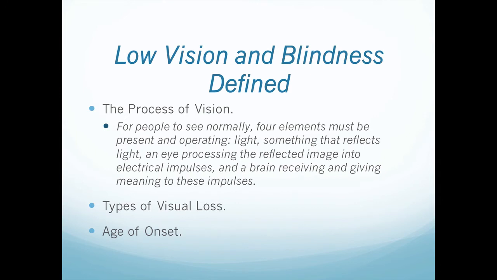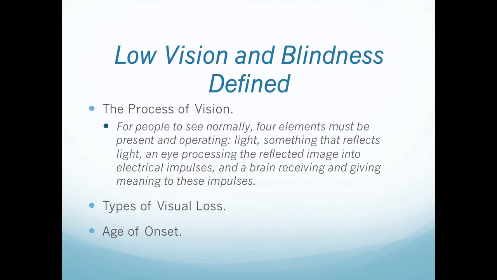Low vision and blindness defined. So for people to see normally, 4 elements must be present and operating: light, something that reflects light, an eye opening, an eye processing that reflected image into electrical impulses, and a brain receiving and giving meaning to these impulses.